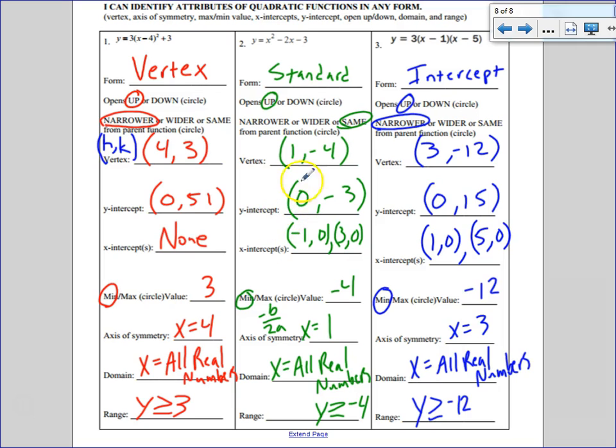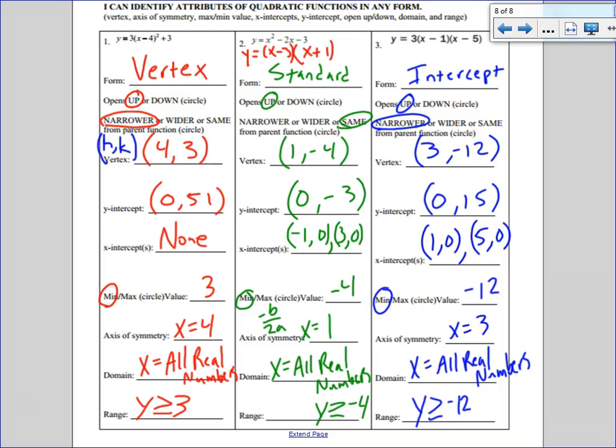In order to find the y-intercept, we can plug 0 in for x. For the x-intercepts, we could factor that into intercept form. So we could get x minus 3 times x plus 1, and see that our intercepts would have to be 3 or negative 1. The minimum value is with the vertex, negative 4. Domain is all real numbers, and the range would be everything greater than or equal to negative 4, that minimum value.